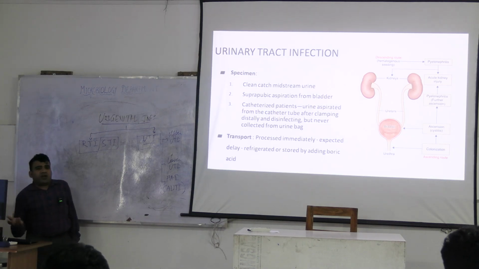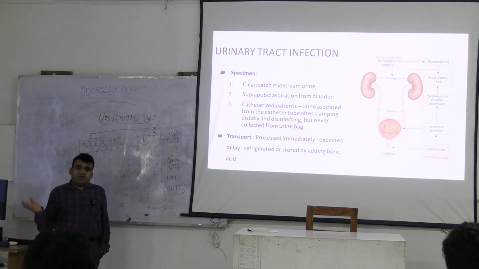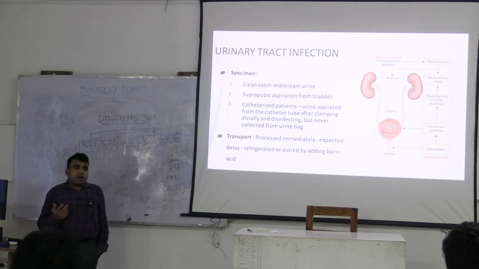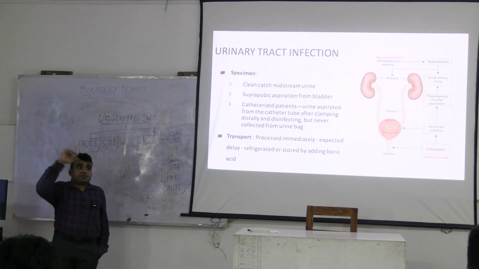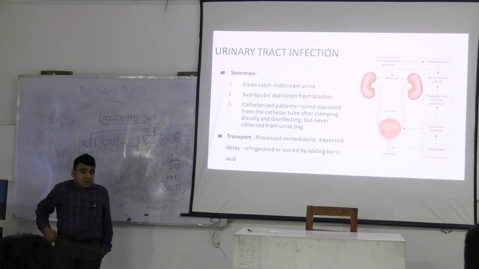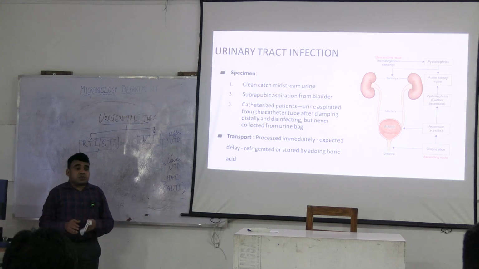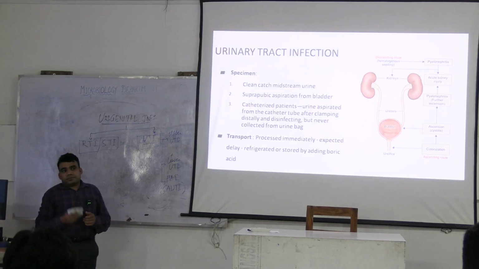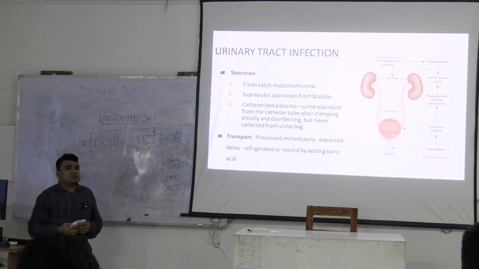Now you see, the problem with a voided sample of urine is that the urine comes out through the urethra. If you recall the anatomy of the urethra, the terminal part of the urethra, what is the lining? Urethral lining, the key, terminal part. That means it is similar to... Skin. So it will have organisms which are present in the skin.